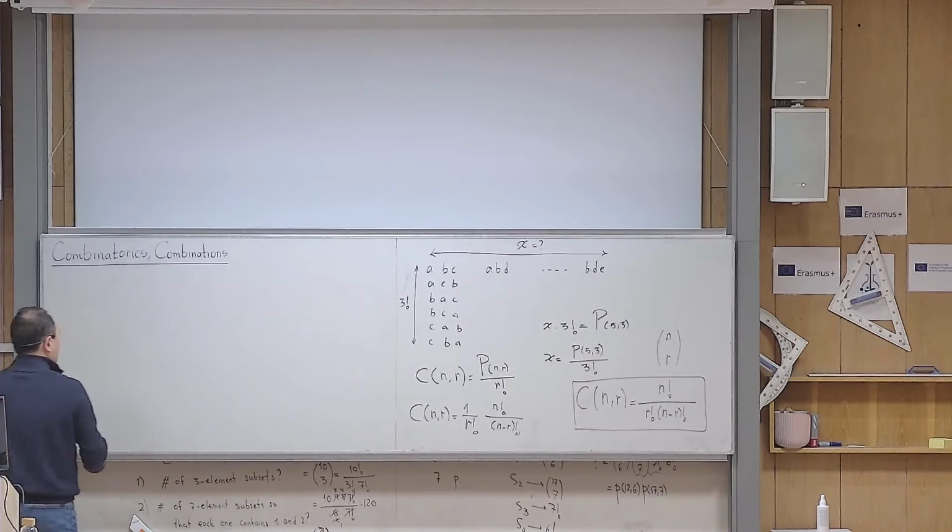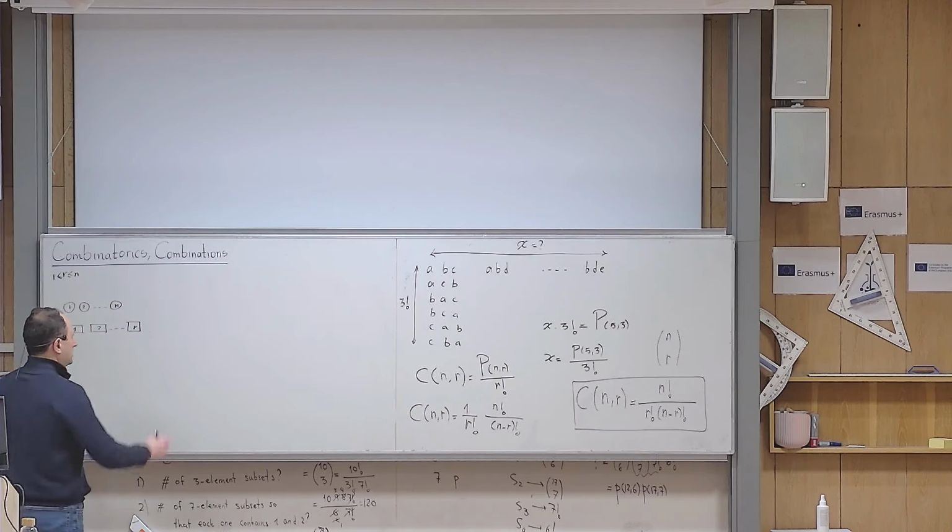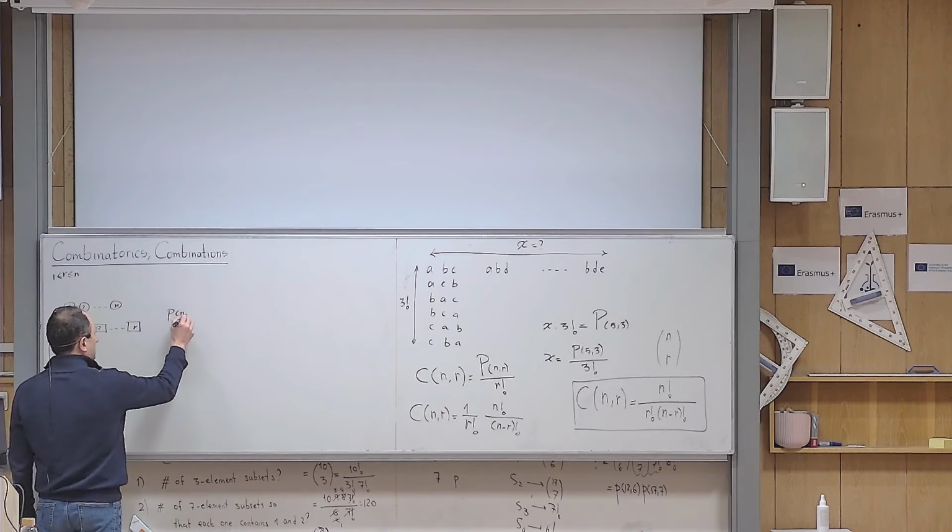So do you remember what I mean? We had n distinct marbles, or distinct objects, or distinct boxes. R is maximally n. The number of ways that I can distribute these n objects into these boxes, in which every box receives exactly 1 marble, is P(n, r).